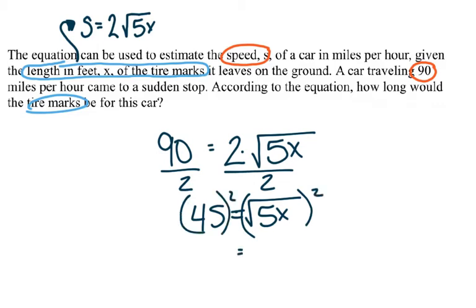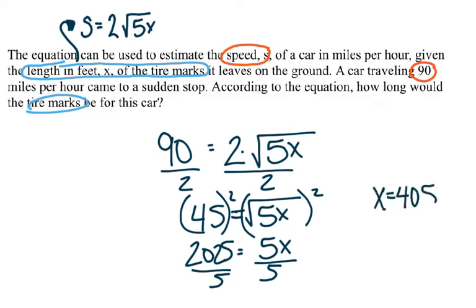Remember that that radical and that square cancel each other out. So you just need to figure out what 45 squared is. Alright, and then the last thing I'm going to do is divide by 5 on both sides. So the length of the tire mark would be 405 feet.